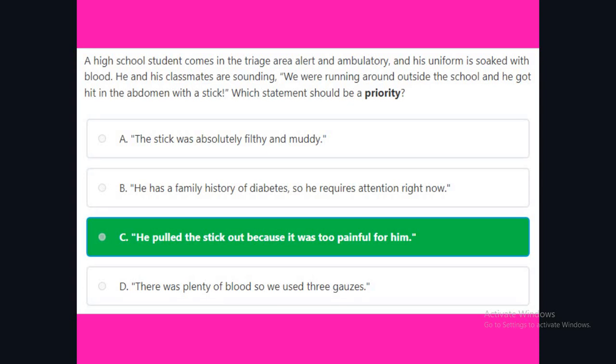So out of this, now this is a puncture wound, right? In case of puncture wounds, we never take out the puncturing object, as it will lead to hemorrhage and can worsen the client's situation. So this is the priority statement to be acted on.